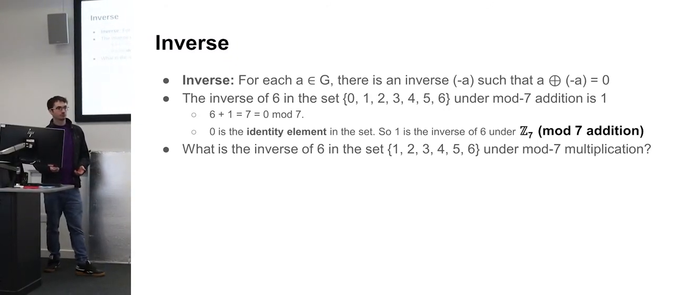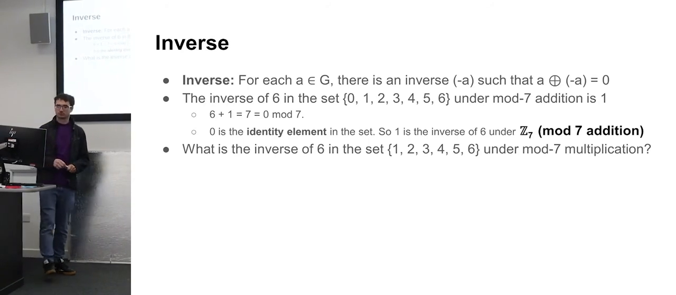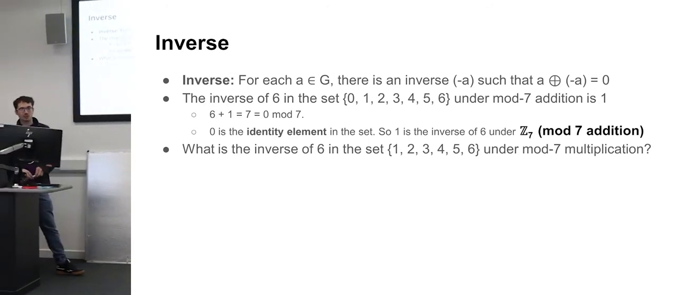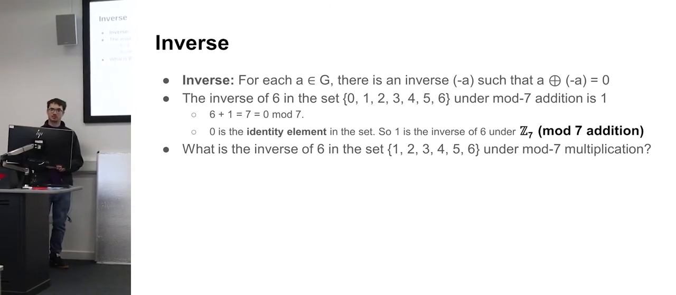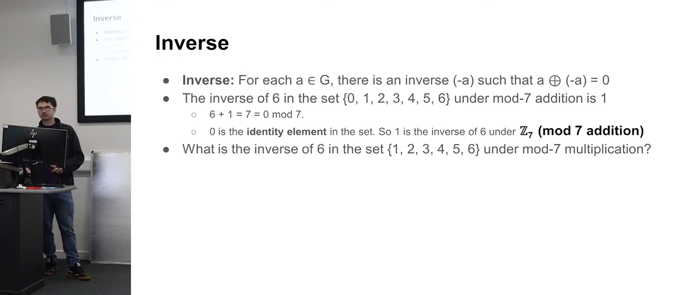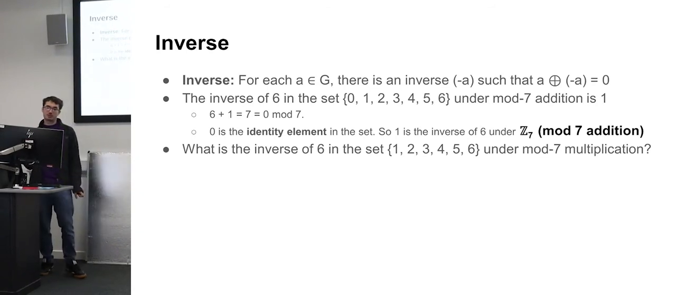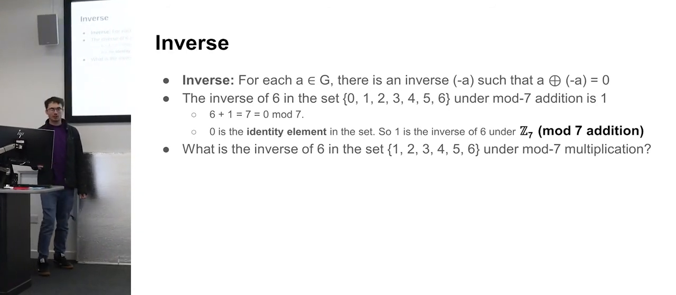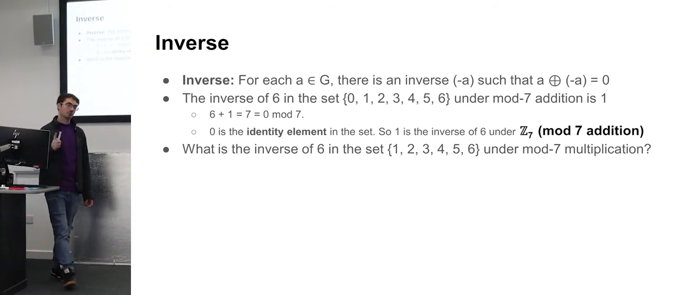I see some confused faces. Feel free to ask some questions. So the inverse of 6 in the multiplication set, anybody? Try to work it out fast. It's quite an interesting one, maybe a hard one. You have to be thinking, what in this set can I times 6 by that, under mod n multiplication, is going to get me the identity element, which is 1?